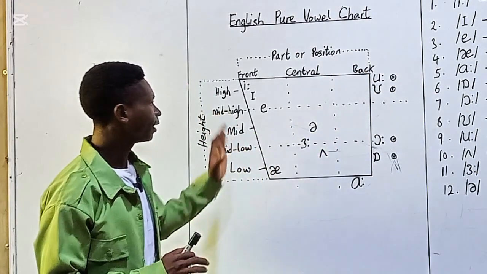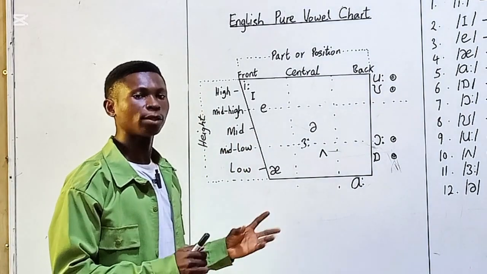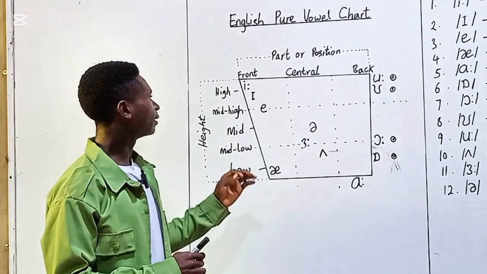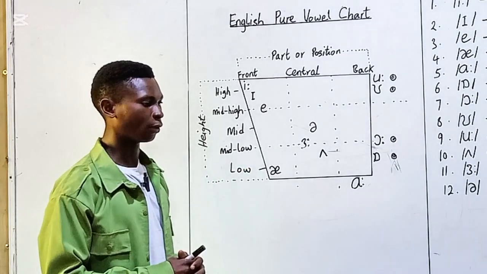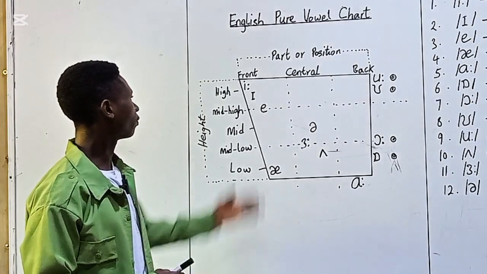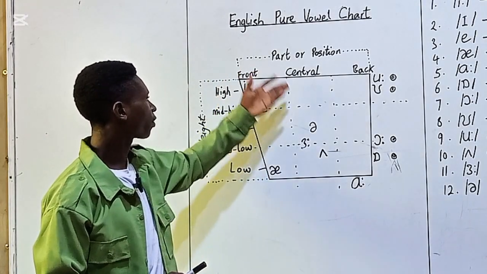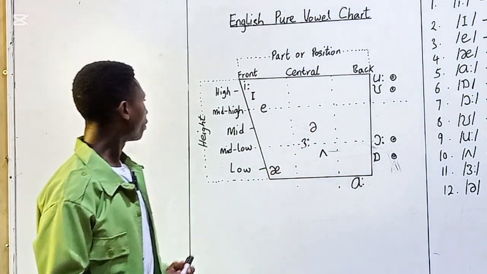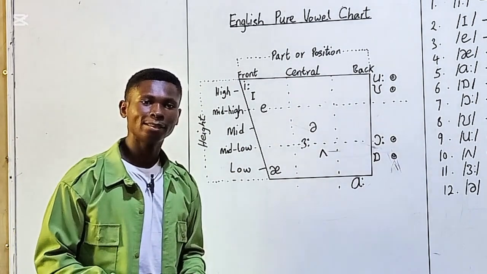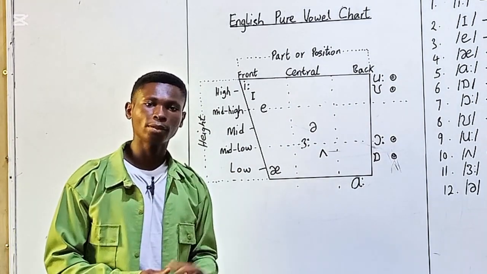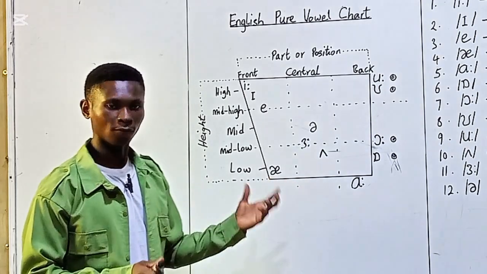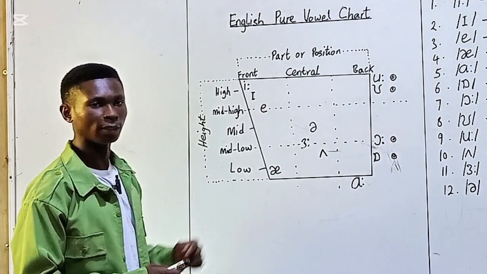So this is how to categorize the monophthongs of English language into the different parts of the tongue used in the articulation. So we have 4 front sounds, 3 central sounds, and 5 back sounds. Then let's also consider the next description or the next criterion for the description of vowel sound, which is height of the tongue.